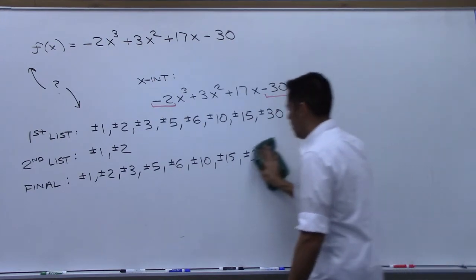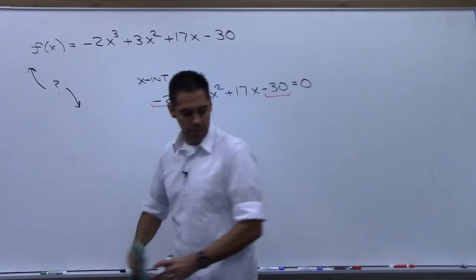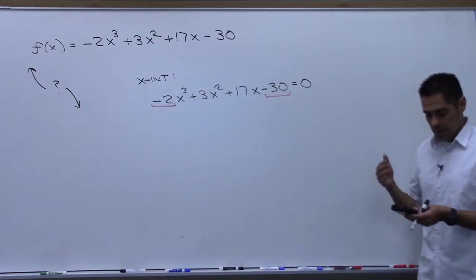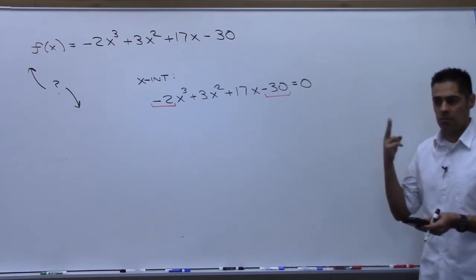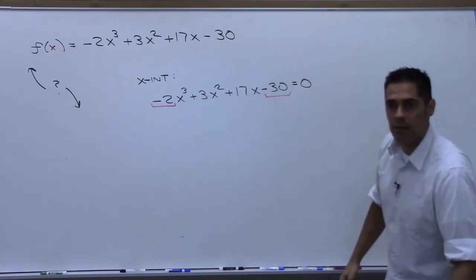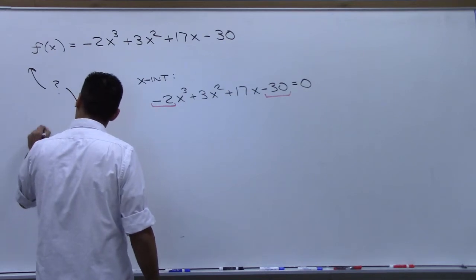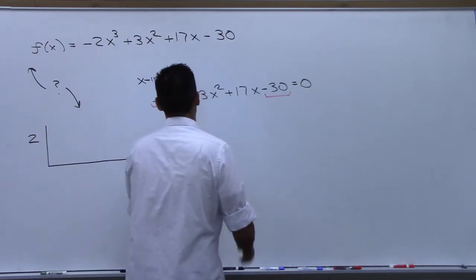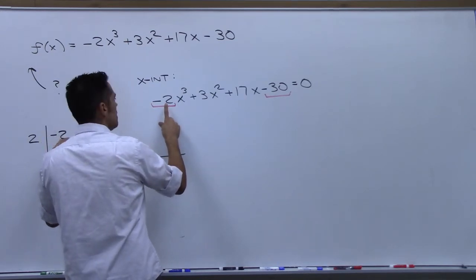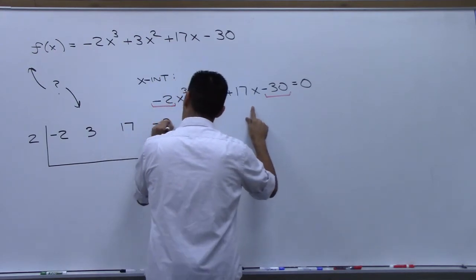So we go through, we try 1. It doesn't work. Try -1. It doesn't work. We try 2. It's going to work. So I'm skipping the ones that don't work, and I'm just going to tell you what does. So understand that we've gone through 1 and -1. And so I'm going to put 2 out here. Be careful. This first number is -2, isn't it? Then 3, then 17, then -30.